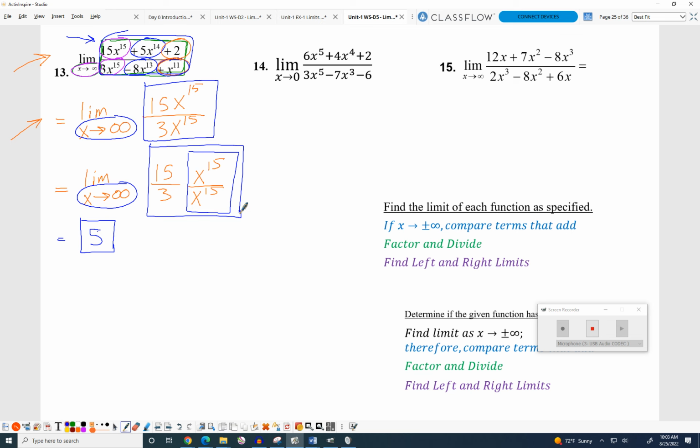Question? Okay. As far as good notation, you really don't have to write both of these lines here.